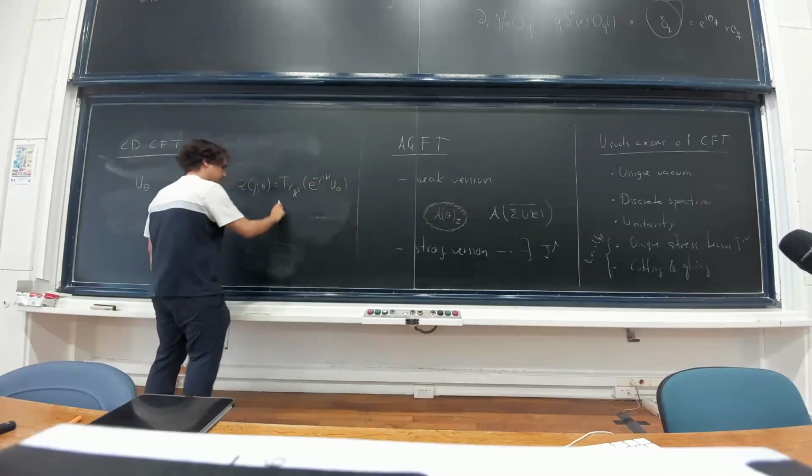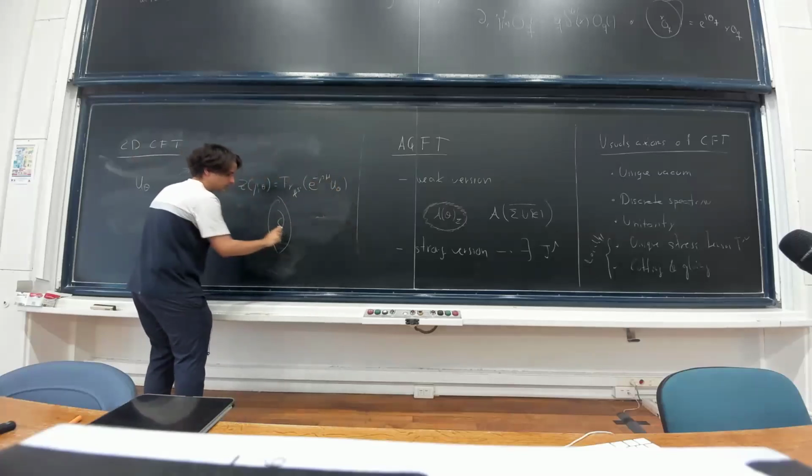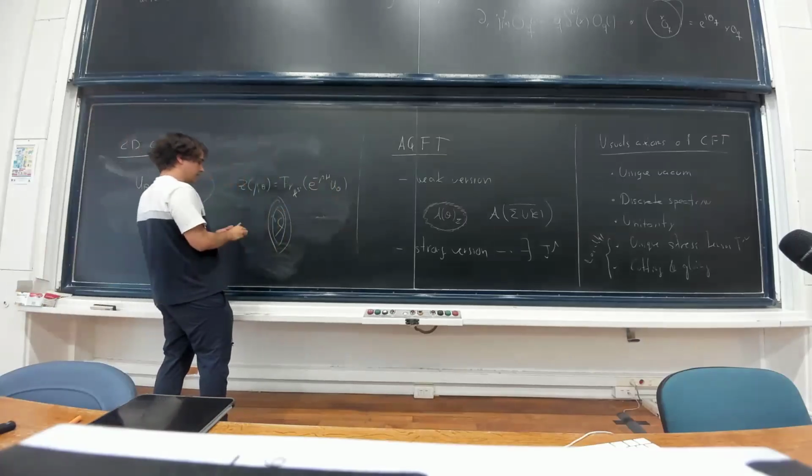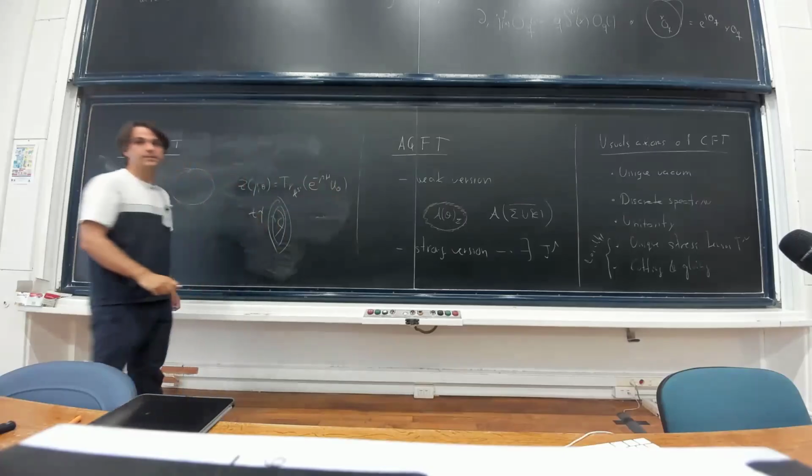We have the torus, and then we have this line going in this direction. You can think of this as a line.